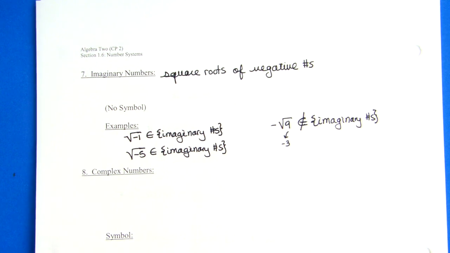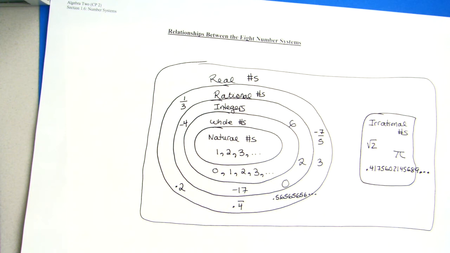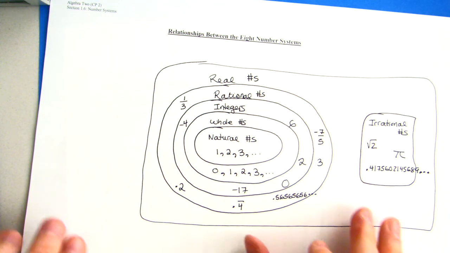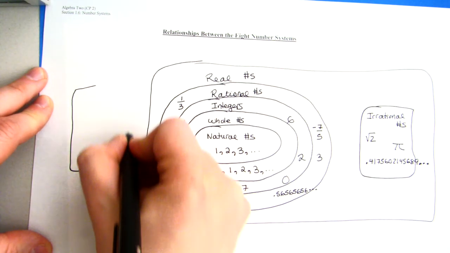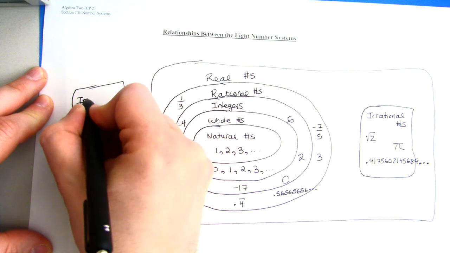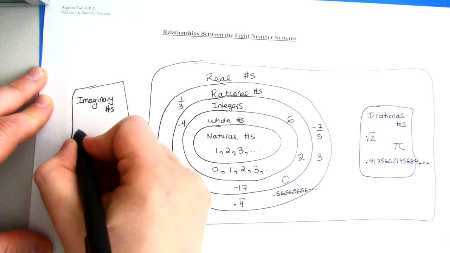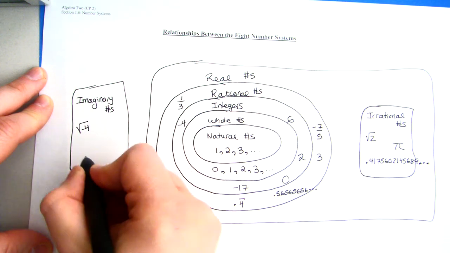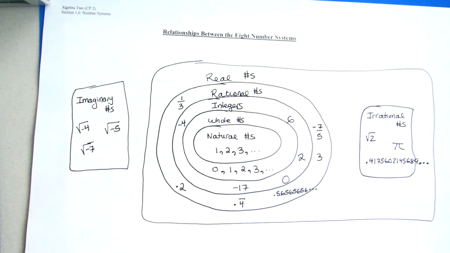Now, adding this into our diagram. Any ideas? Just circle around everything or something different? What do you think? I don't think anything on this page is an imaginary number, so I'm going to put a little set on the side. I'm going to label this box the imaginary numbers. And I'm going to include things like square root of negative 4, square root of negative 7, square root of negative 5. Those are all imaginary numbers. Get that added in.